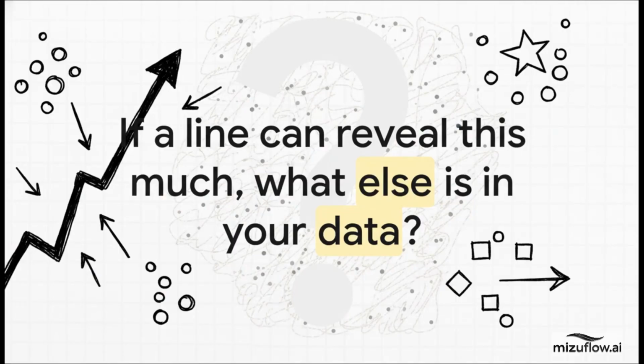So, what's the big takeaway here? Linear regression, it turns out, is this simple but incredibly powerful way to find the signal in the noise and turn data into direction. And that just leaves us with one last question for you. If a simple straight line can tell us this much, what incredible patterns are just sitting there in your data, waiting for you to find?